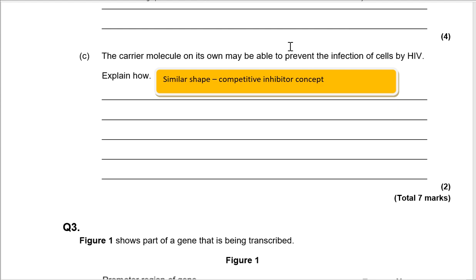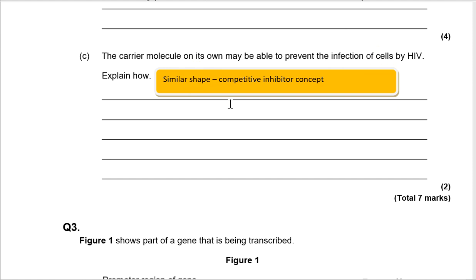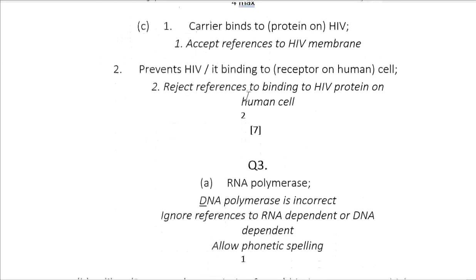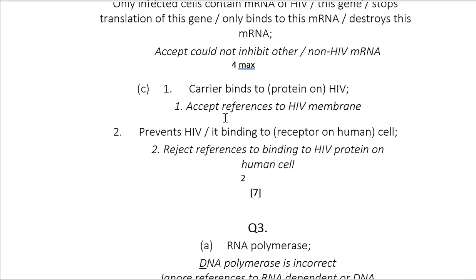Why? So the key words here are prevent infection of cells. And this is again the similar shape concept coming up here. And this is about the competitive inhibitor concept. This is the concept that they always use in many situations. So have a think, pause the video. What do you think? You can write down. Okay, so this is talking really about the competition. What number is this? C.